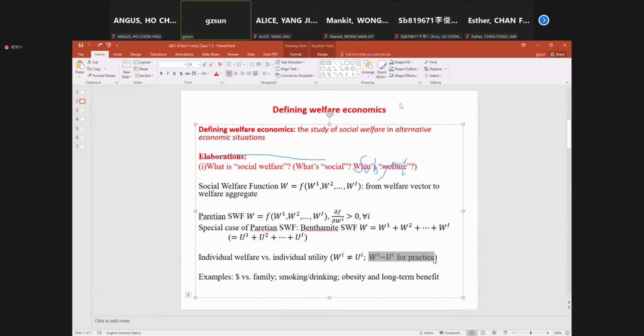For practical purposes, we can treat them as the same thing. But strictly speaking, theoretically and conceptually speaking, they are not the same. Let me quickly give you an example. For example, smoking or drinking. A lot of teenagers try smoking just for fun. Nothing really seriously wrong about it. Everybody had that experience growing up.